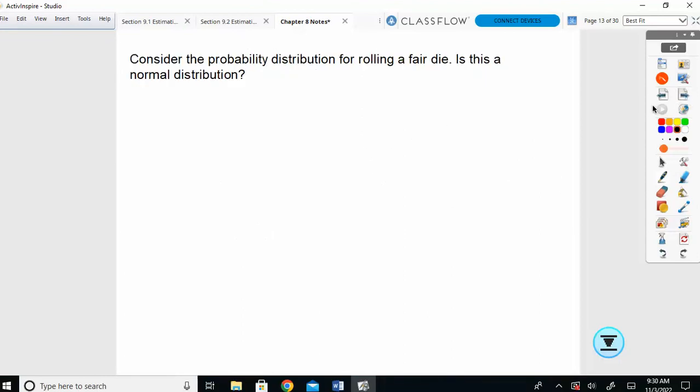All right, so let's talk about if I made a probability distribution for rolling a dice. So how many outcomes are there? 6. What's the probability of each one? 1/6. Is that normal? Would that be a normal distribution? If you think about if you made a graph, we said the probability of each one is 1/6.